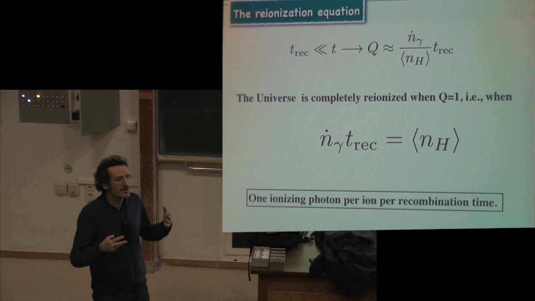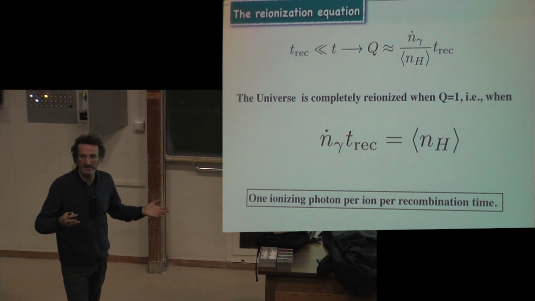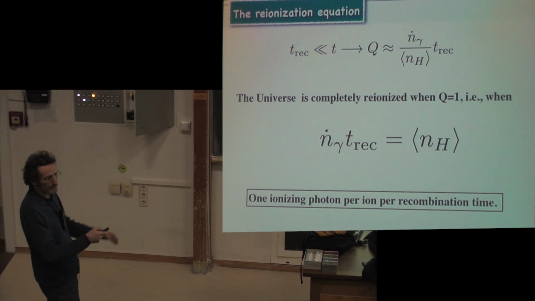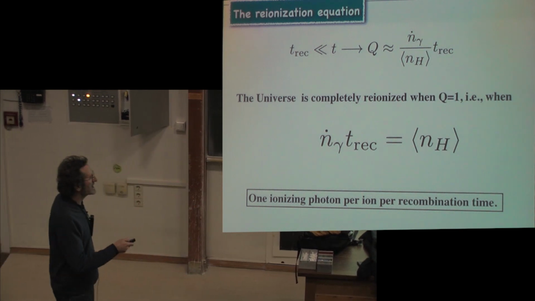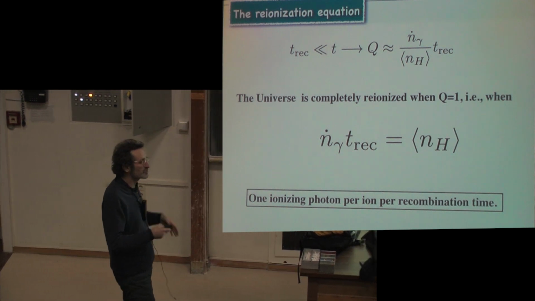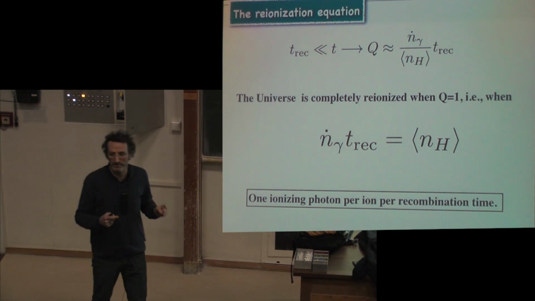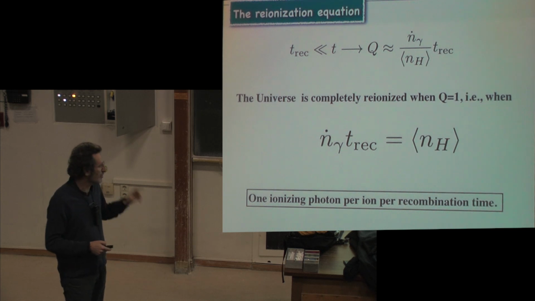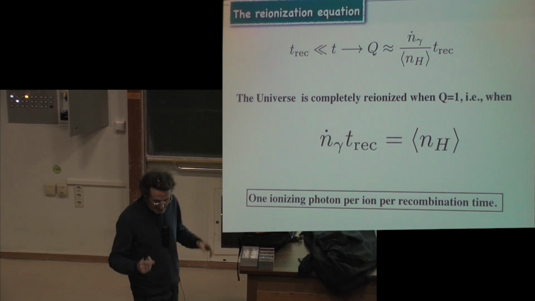You say, okay, I call reionization the moment when Q is equal to 1, when all the universe is fully ionized. You work out this very simple relation. This is approximate, of course; you can solve the equation in a formal way. But I think it's easy to understand that to ionize the universe, you need one ionizing photon per ion per recombination time. This is what this relation is telling us. This is the minimum requirement.